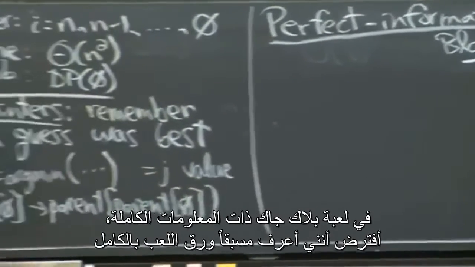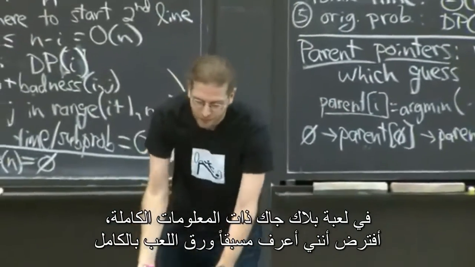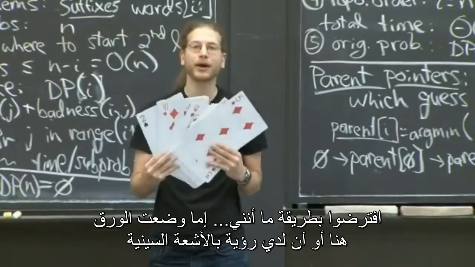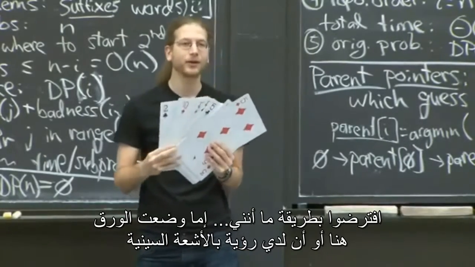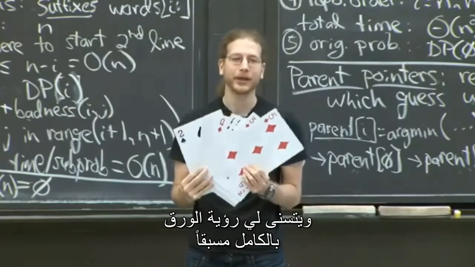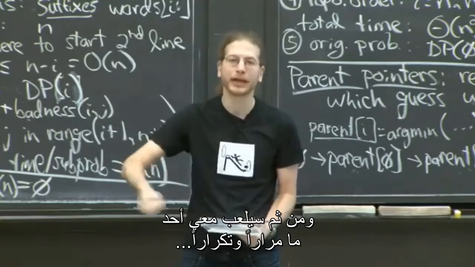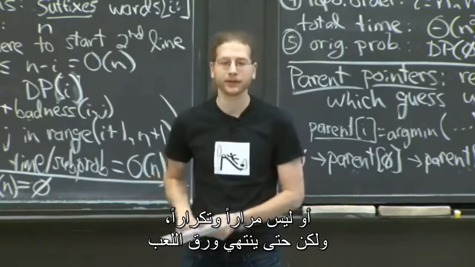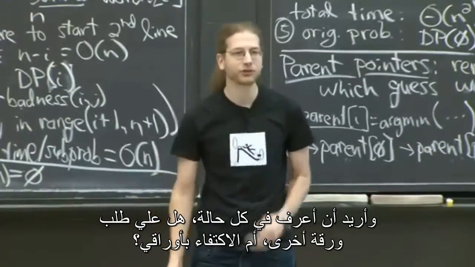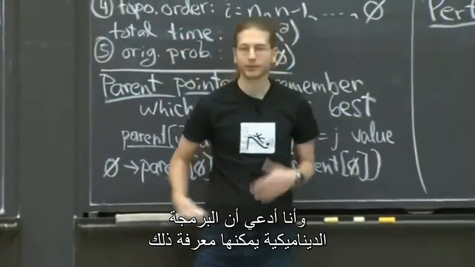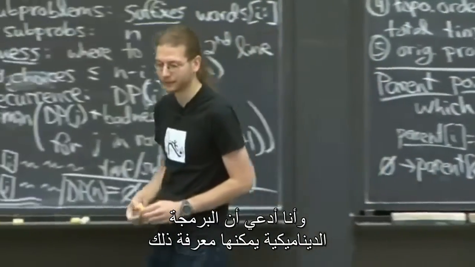In perfect information blackjack, I suppose that I already know the entire deck. Suppose somehow either I get to put the deck there or I have some X-ray vision. I get to see the entire deck ahead of time. And then somebody's going to play through a game with me until the deck is depleted. And I want to know in each case, should I hit or should I stand? And I claim with dynamic programming, you can figure that out.